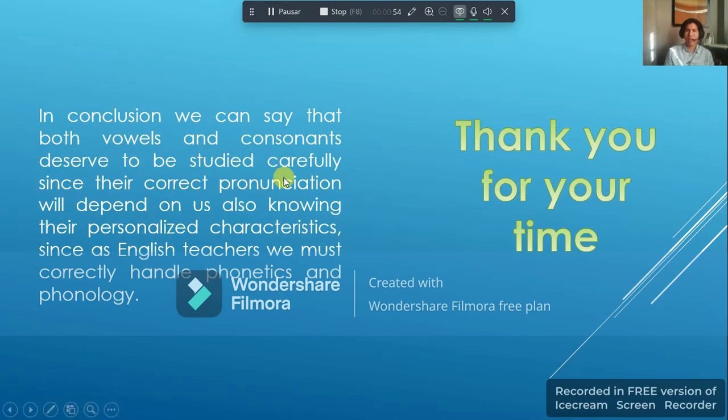In conclusion, we can say that both vowels and consonants deserve to be studied carefully because it's very important, and this will depend on our personal characteristics. As English teachers, we have to find a very good way to understand pronunciation, in order to handle phonetics and phonology correctly. This is my presentation. Thank you for your time.